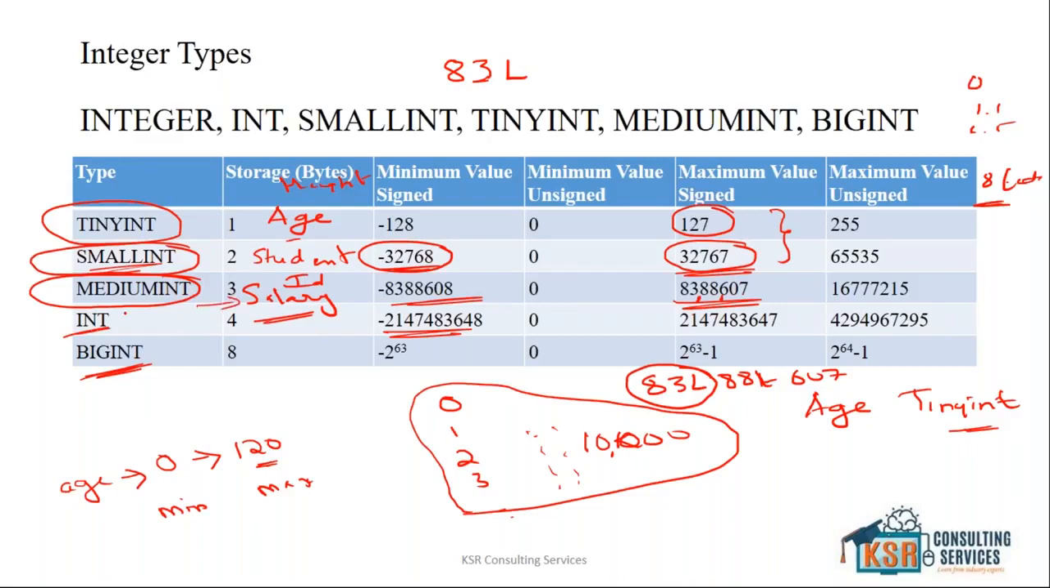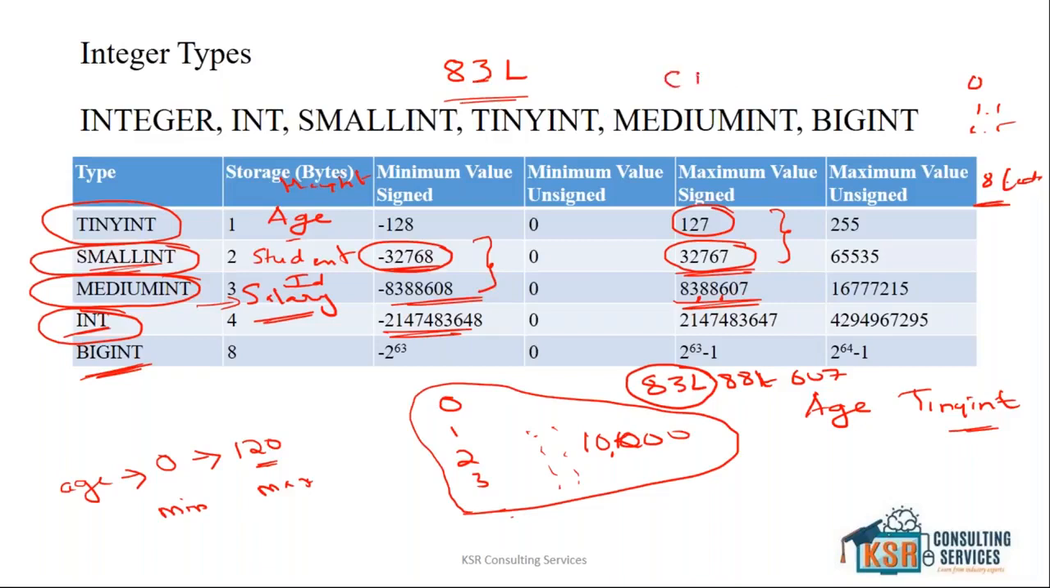Okay, come for integer. Price of a product. Price of a product I can use this as well, because the price of a product is greater than 83 lakhs, right? If we see some of the cars or something like that, we can use it. Yes. Suppose this is a normal salary of an employee, which will be less than 83 lakhs.